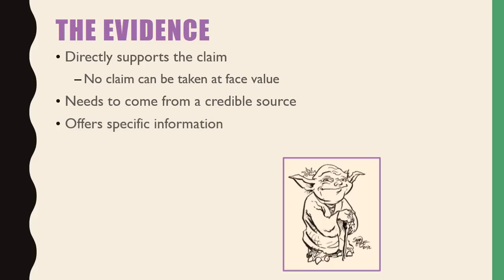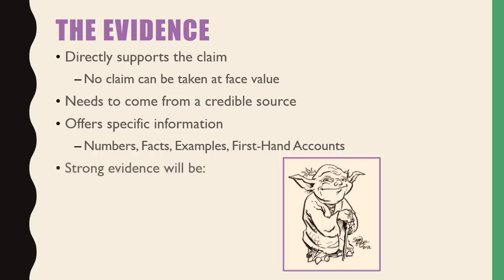And evidence also offers us specific information. So it's never broad. It always gives us a really clear picture of what we're looking at or what we're meant to be understanding. So things like numbers, facts, specific examples, and specific first-hand accounts all count as specific information because those give us a clear picture of whatever it is that you're proving.